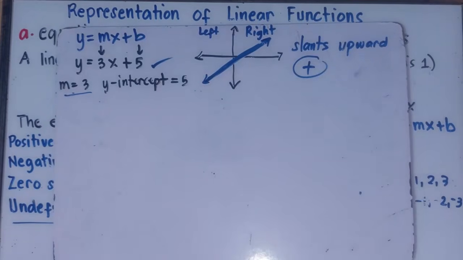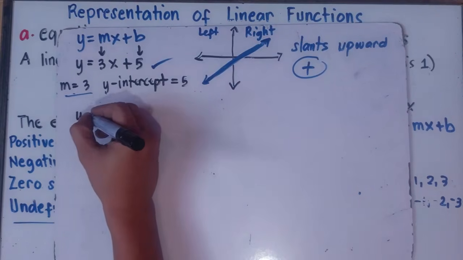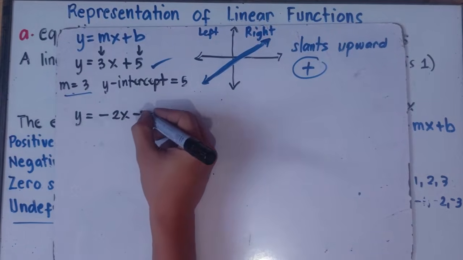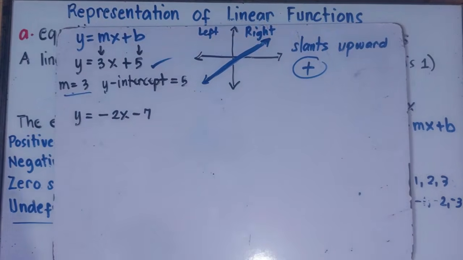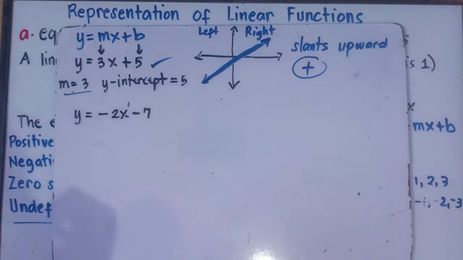Let me give you another example. If I say y equals negative 2x minus 7, first question: is this a linear function? Yup, this will be a linear function. Why is that? Because the highest exponent of x is just 1. Automatically, this will be a linear function.